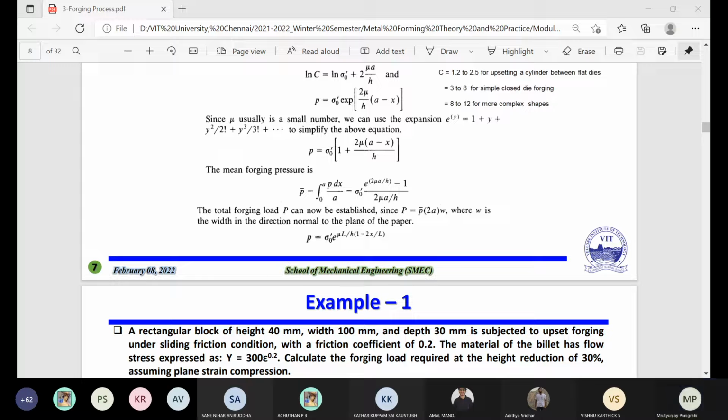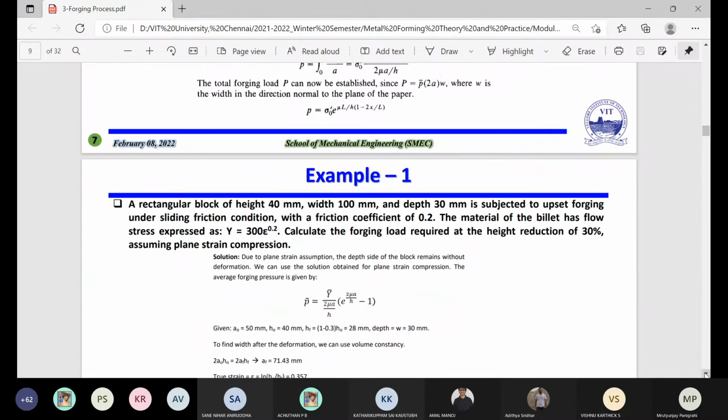Somebody is getting the value AF. The value is 71.43 millimeter. Yeah, up to now we have done it. So this equation, have you written it? I'm showing half of the answer. Yes, sir, we are right. So AF is 71.43. I have also done the same answer, I think.